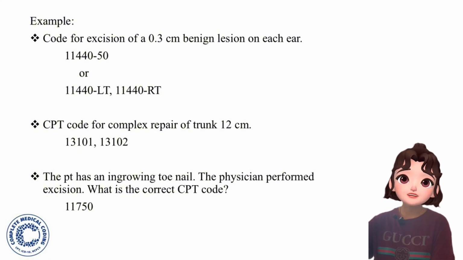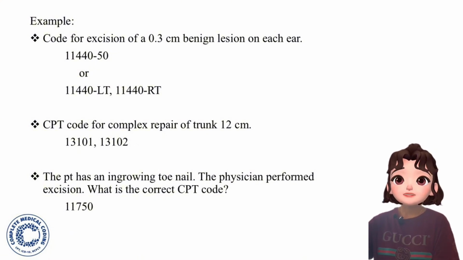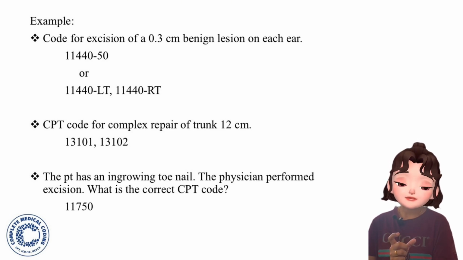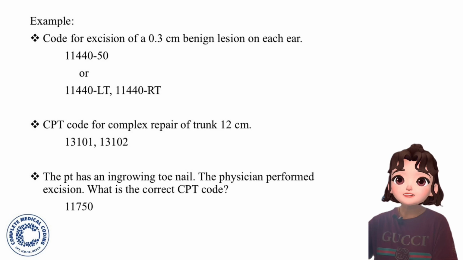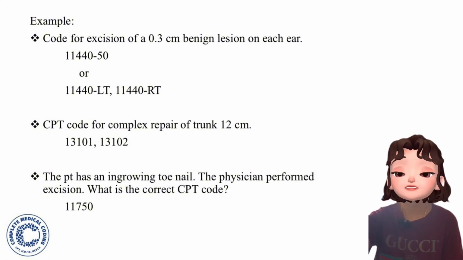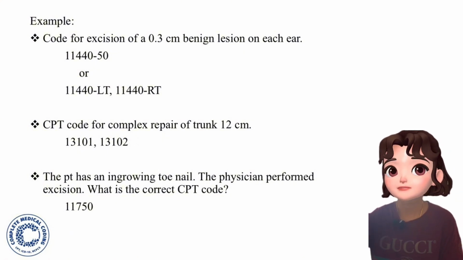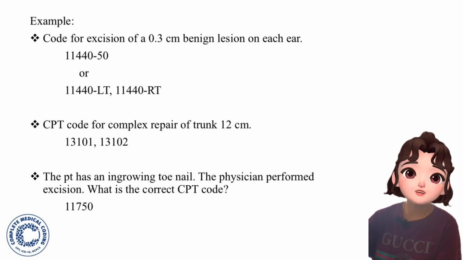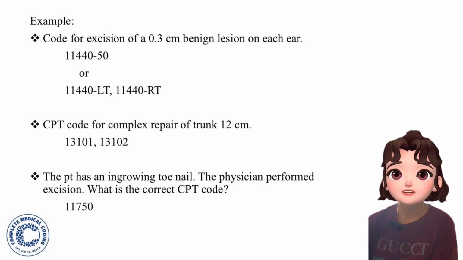What is the code for excision of a 0.3 centimeter benign lesion on each ear? So you have to always check for the size. According to the size, you have to mark the CPT. So here, according to the size 0.3 centimeter, you have to code 11400. Okay, 11400 as the first CPT code. You can open the CPT code book and go to the description.